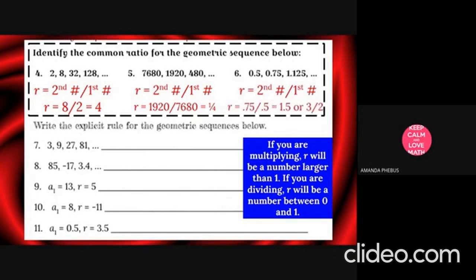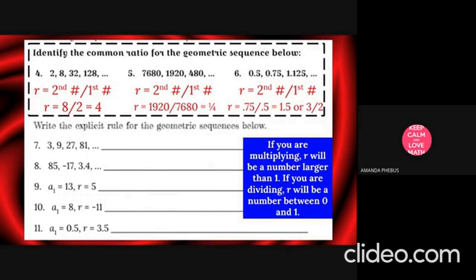0.75 divided by 0.5 is 1 1/2, or 3/2. So I really think that second number divided by the first number is key, especially if the common ratio is weird. So you might want to make sure that you have that highlighted or written down or starred or something so it stands out to you in the notes.